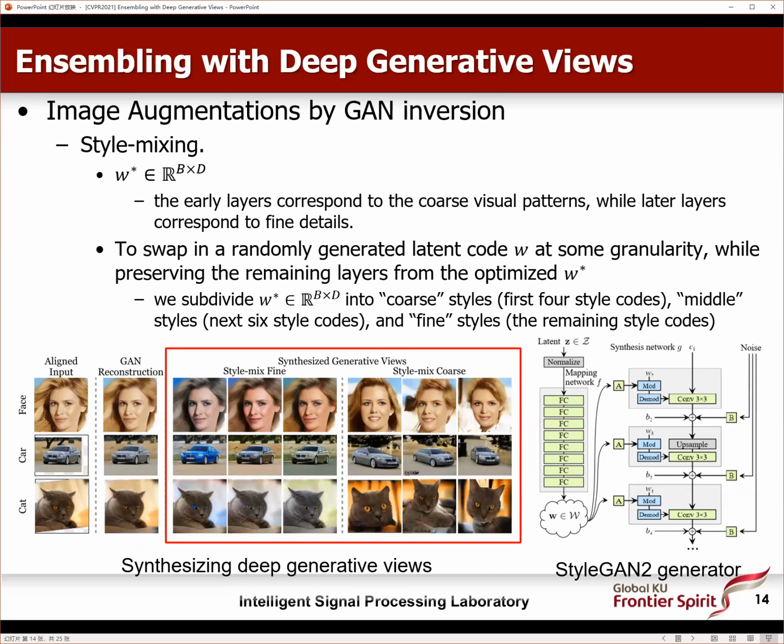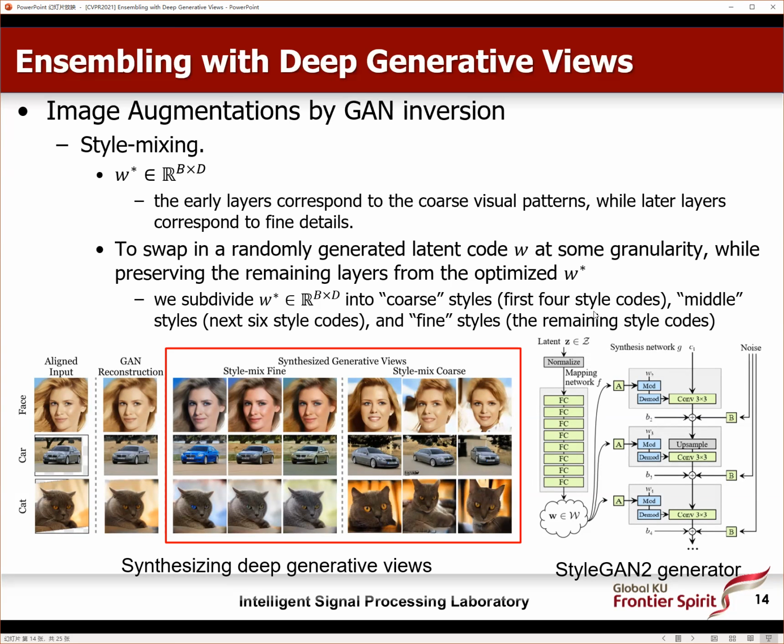Okay. Let's go back to the third method, style mixing. So the latent vector W here is a matrix of B by D dimensions. The StyleGAN2 paper offers some ideas about the representations in the first dimension of the latent vector W. So the size of the first dimension is B. So we call it the first four style codes.